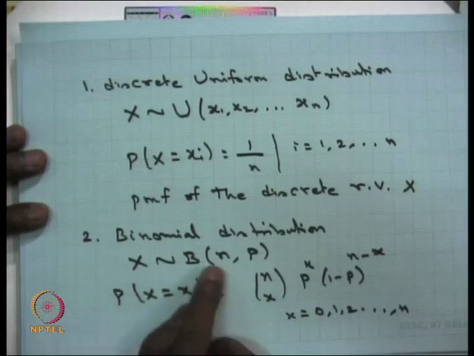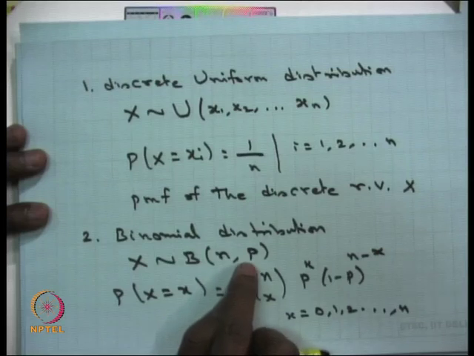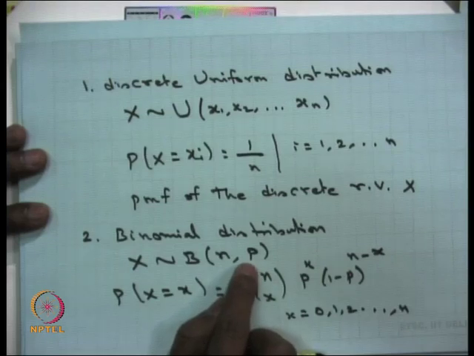If you put n equal to 1, then that is the Bernoulli distribution, and here p is nothing but the probability of success in each trial. You can create the binomial distribution from n independent Bernoulli trials, where in each trial the probability of success is p.